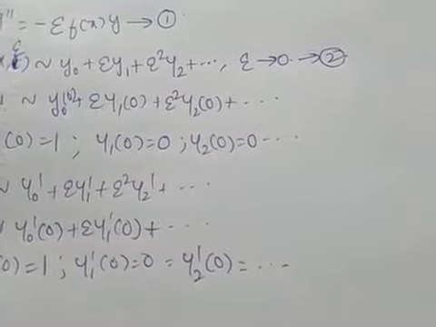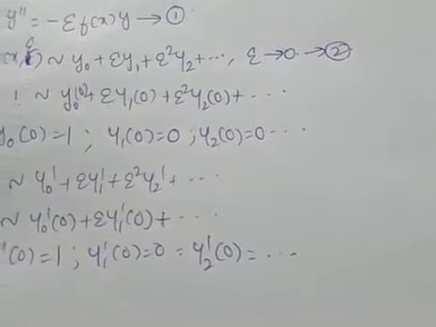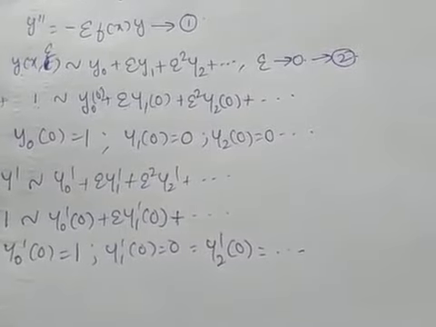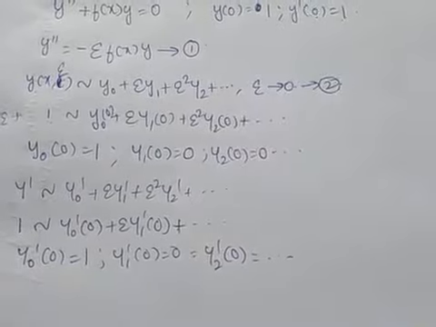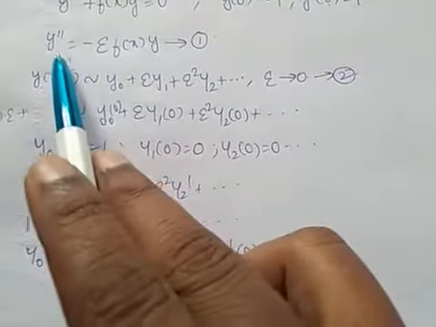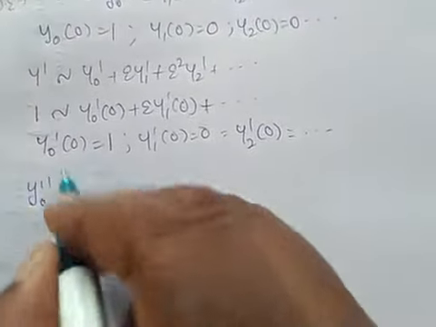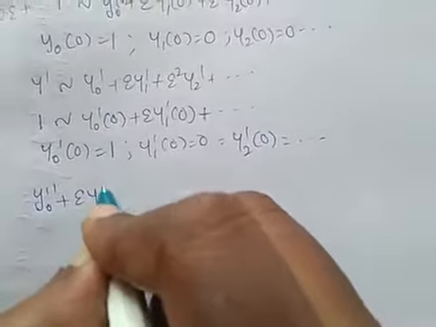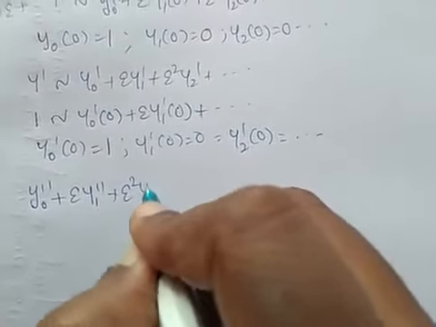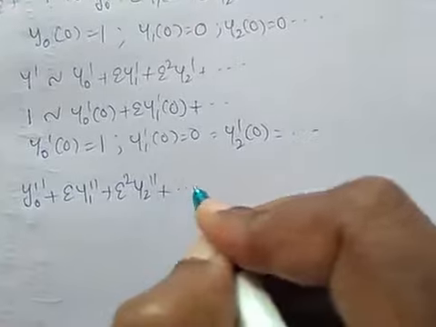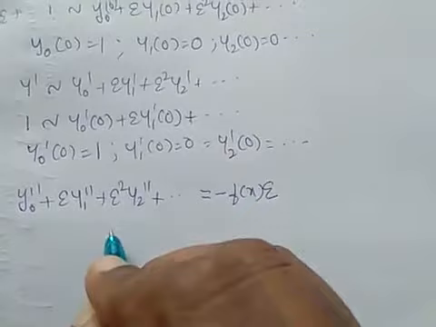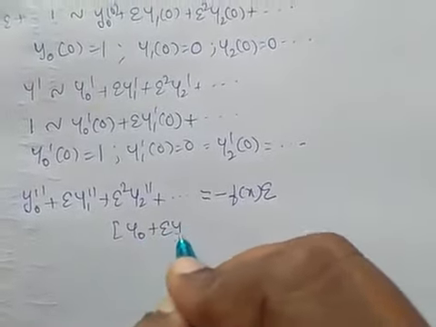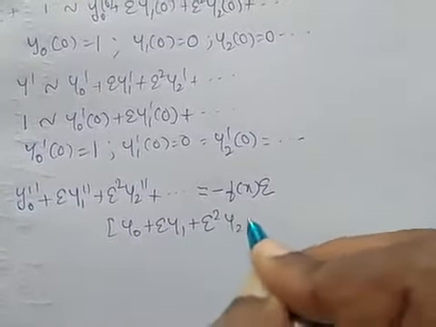Now we got the values of initial conditions. Now we are going to substitute 2 in our equation 1. So when we substitute 2 in 1, we have to differentiate y twice. We will get y0 double dash plus epsilon y1 double dash plus epsilon square y2 double dash plus etc. equal to minus f of x times epsilon y0 plus epsilon y1 plus epsilon square y2 plus etc.